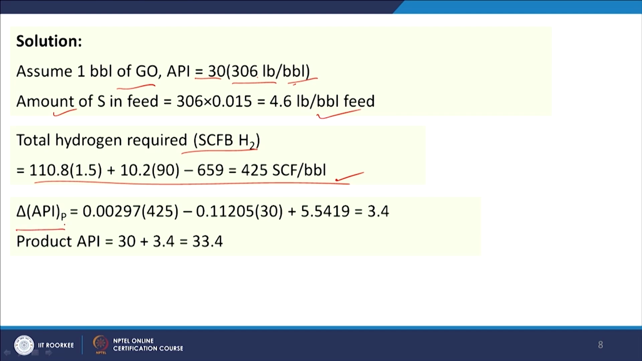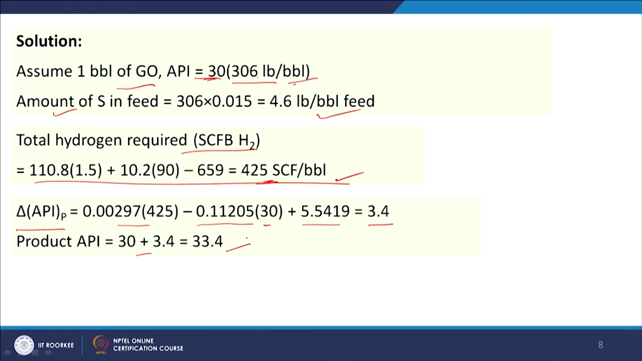And delta API for the product formation we get 0.00297 times the SCF, and then 0.11205 times, what is this? This 30 is the API of the feed. Plus 5.5419, which is given. So, that comes to 3.4. So, 3.4 delta API is changing.